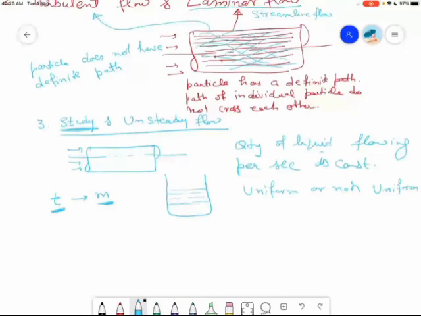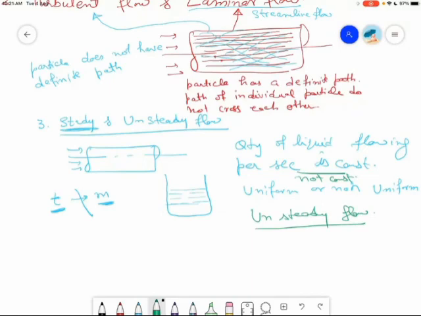ठीक है, now if this quantity of liquid flowing per second is not constant, so that we call as unsteady flow. ठीक है, so if the quantity of flowing fluid is constant, that is steady flow. If the quantity of liquid flowing per second is not constant, that we call as unsteady flow. ठीक है, तो यहां तक टोटल 6 टर्म्स हमने डिस्कस करी हैं। सो आई थिंक द डिफरेंस बिटवीन दीस 6 टर्म्स इज क्लियर। सर ये यूनिफॉर्म होगा नॉन यूनिफॉर्म?